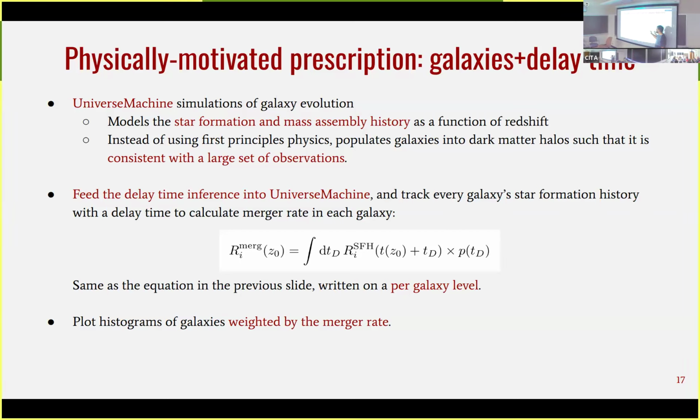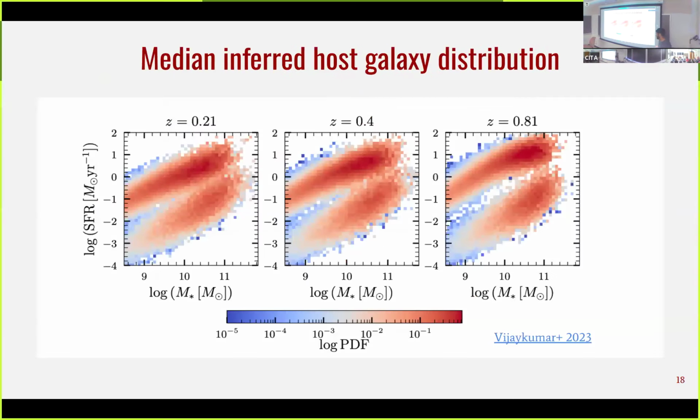Right? So the merger rate of binaries in a galaxy at redshift z naught would be the formation rate of stars at a time which is t of z naught plus td, and then you convolve it with the time delay distribution. And once you do this procedure for each of your binaries, you can now plot histograms of galaxies weighted by their merger rate. And so this is what you get.